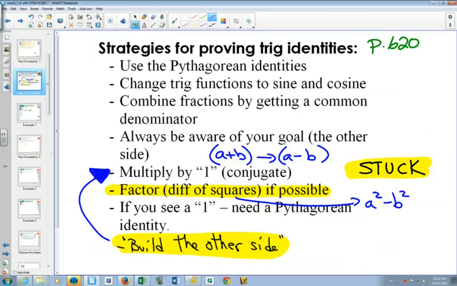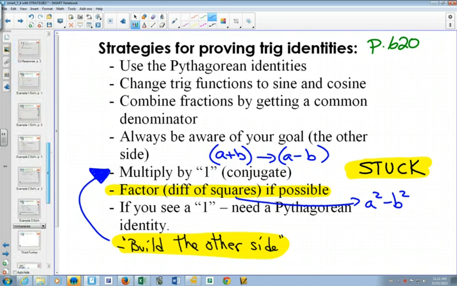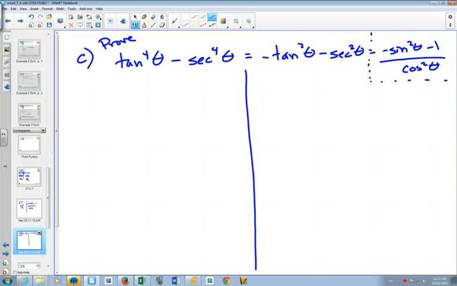So when we get stuck, we either try to build the other side or we try to factor. And if we're going to try to factor, we see, is there any difference of squares in this question? Can you see that the left side is a difference of squares? This is something squared minus something else squared. The right side has 2 things squared, but there's an extra minus out in front, which kind of ruins things for making it a difference of squares.